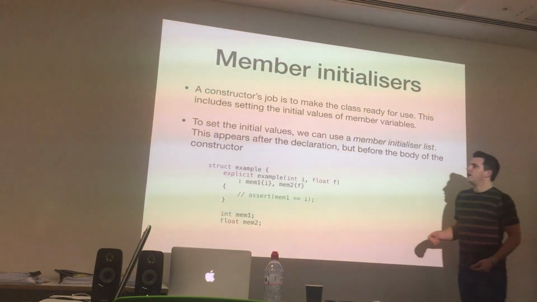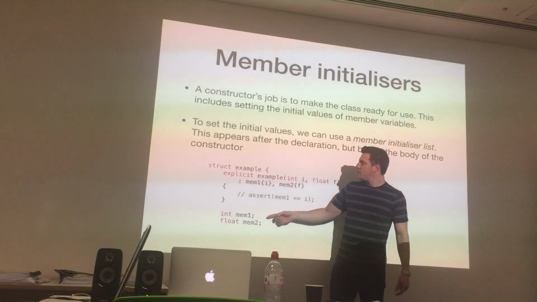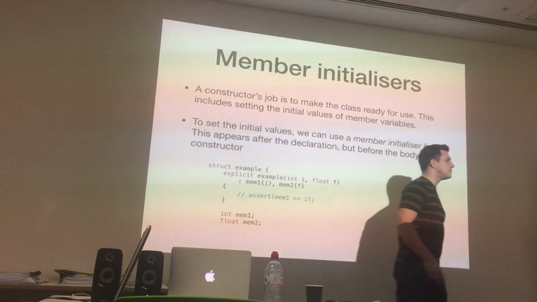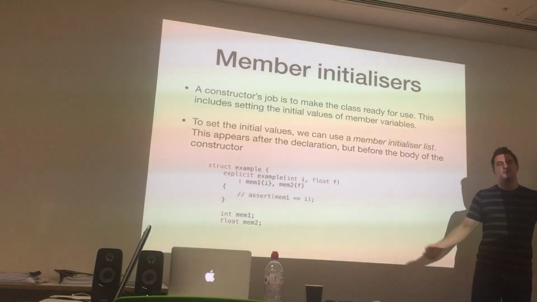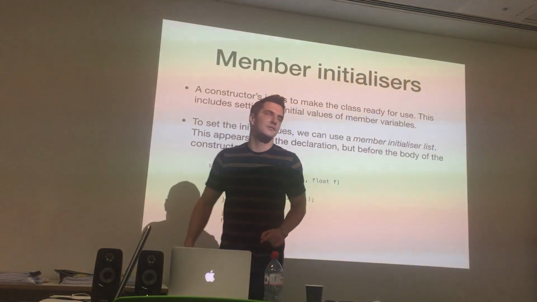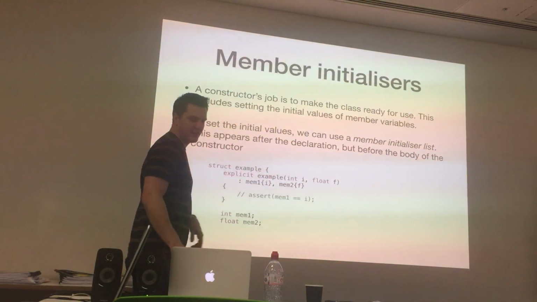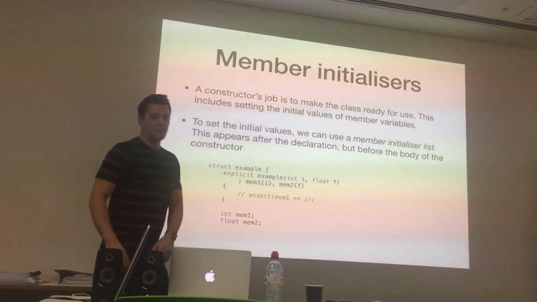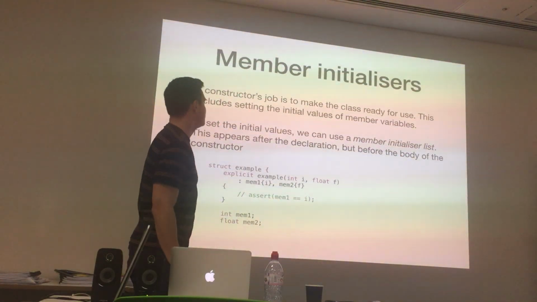If you imagine this was a string, this would call the string constructor. Otherwise you're going to default construct the string, then assign to it, and that's a waste of time. So always initialize, well, almost always initialize the things in the member initializer list. Don't initialize your member variables in the body unless you really have to.